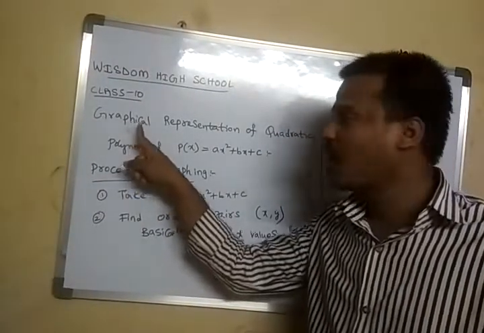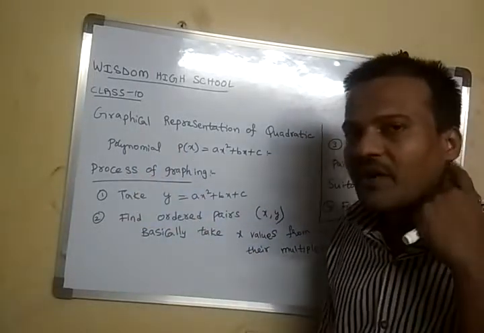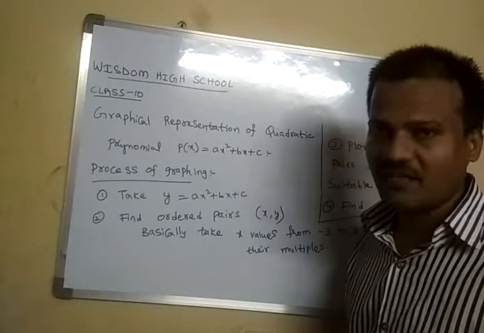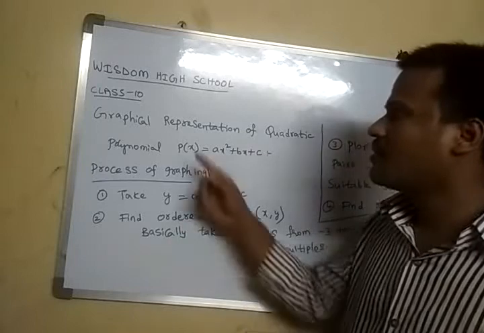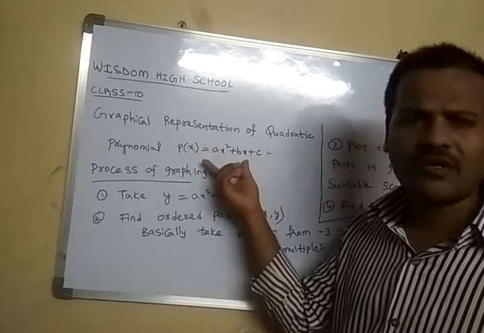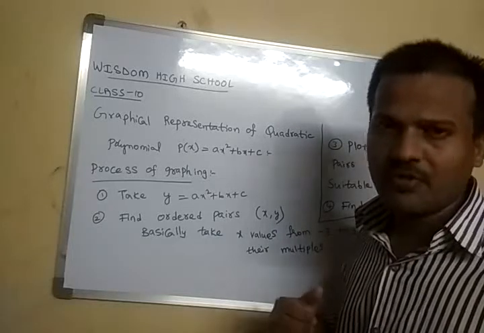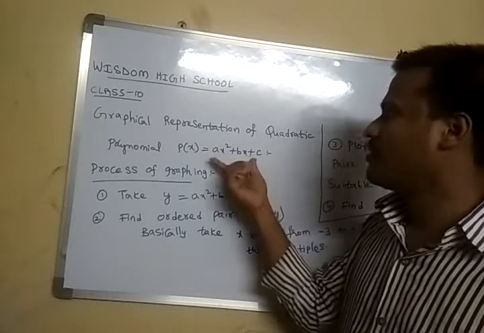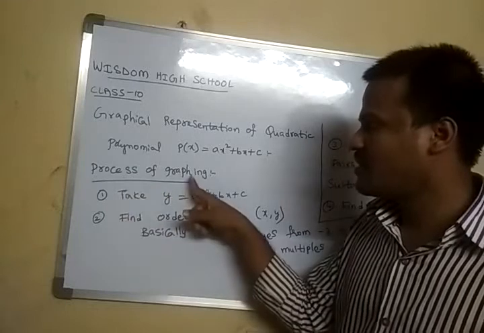Now, graphical representation of a quadratic polynomial. Just now I said that we can find the roots of the polynomial graphically also, that means the zeros of the polynomial graphically. So now I want to explain the graphical representation. The graphical representation of a quadratic polynomial is given in your textbook. That's why I'm here to explain the quadratic polynomial directly. So here if we take p of x as ax square plus bx plus c, the process of graphing.